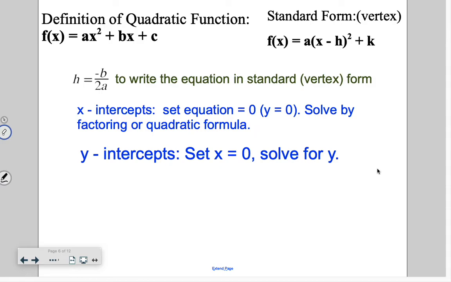And the idea is, even though on the test we went through and we found that starting point and then we just sketched it, now we're going to add a few more accurate points to the graph. That's where the x-intercepts and the y-intercepts are going to come into play.